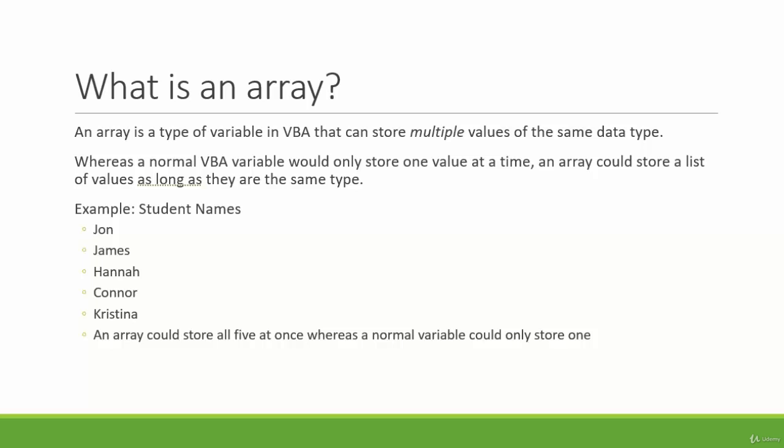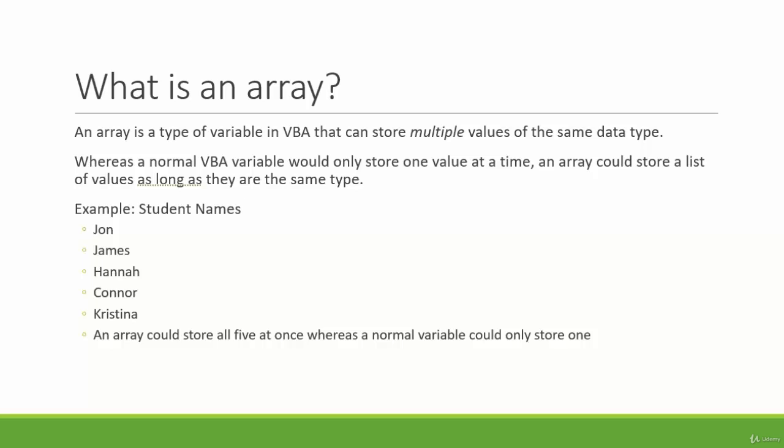So for example, if we had a list of student names, John, James, Hannah, Connor, and Christina, we would have to create 5 separate variables if we wanted to store each of those values in its own normal VBA variable. If we created an array variable, on the other hand, we could store all 5 of those names at once and only require one variable declaration.